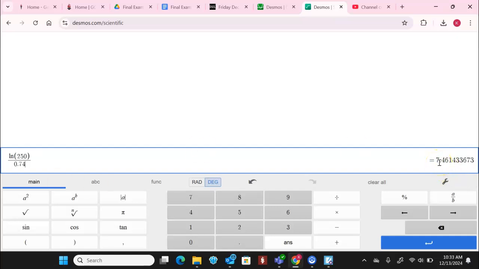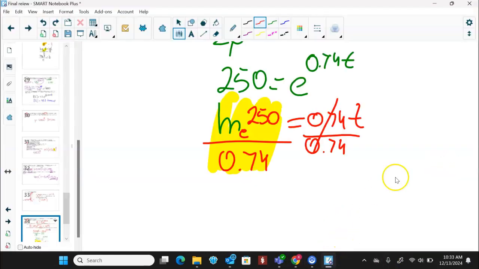So 7.46, so 7.5 months, because it asked you when, so time is 7.5 months, okay?